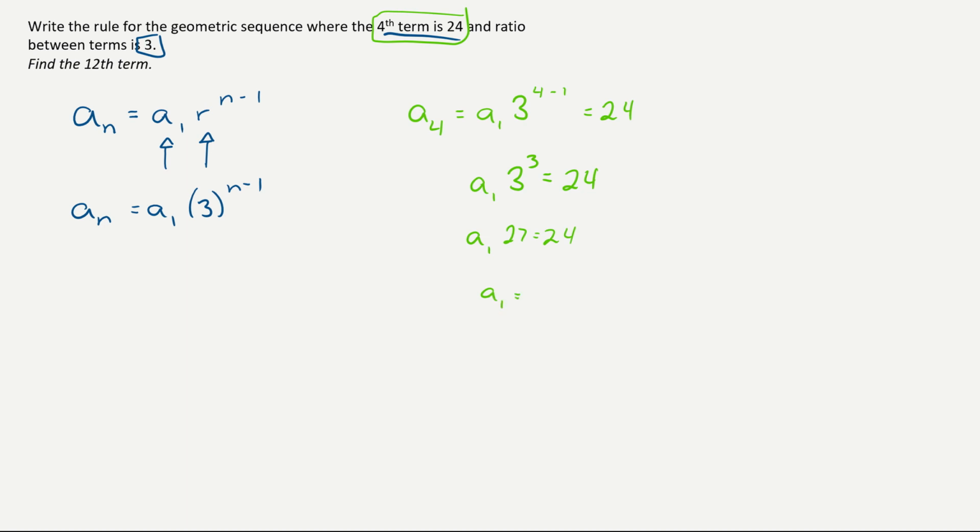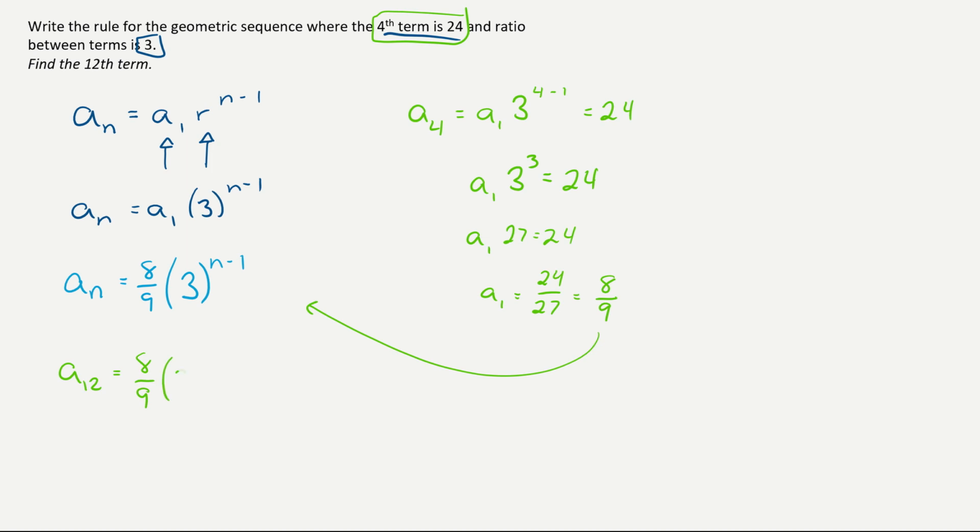So it looks like a sub 1 is equal to 24 over 27, and I can reduce that by 3, so I get 8 over 9. So using that information, we can write the full geometric rule: first term times 3 to the n minus 1 power. And then we can find the 12th term like this: 8 over 9 times 3 to the 11th power.